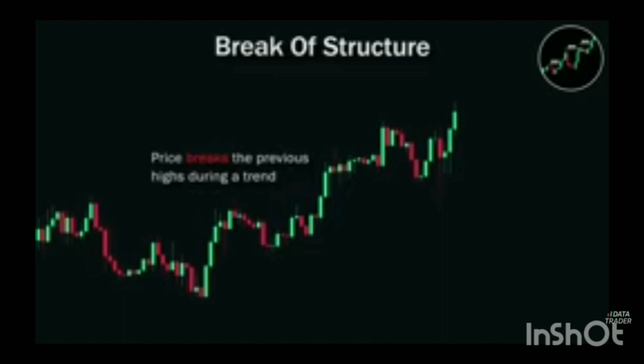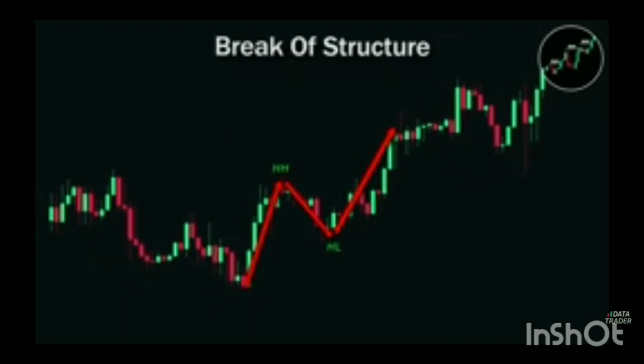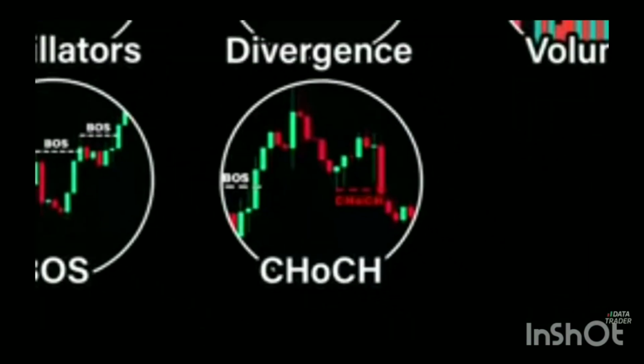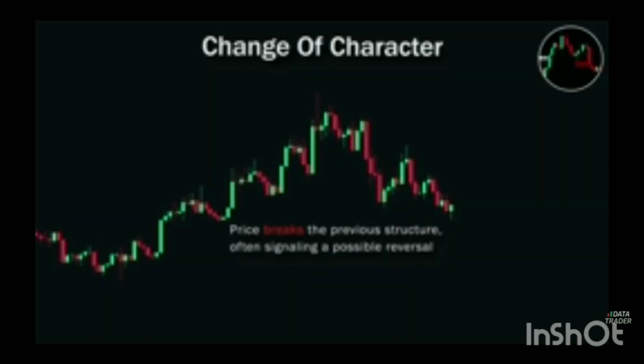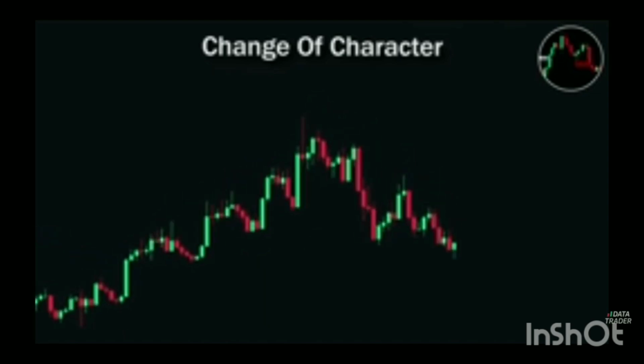For example, if the price forms higher highs and higher lows, this break of the previous highs is called break of structure. Change of character. It occurs when price breaks the previous structure during a trend, often signaling a reversal from that current trend. For example, if the price is forming higher highs and higher lows, then it breaks the previous lows forming lower lows. This is called a change of character.